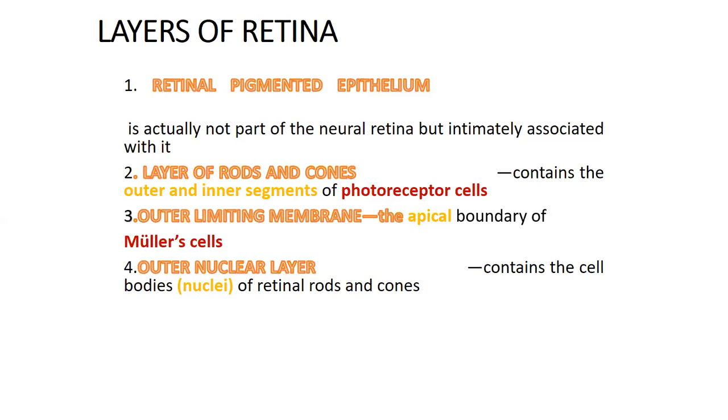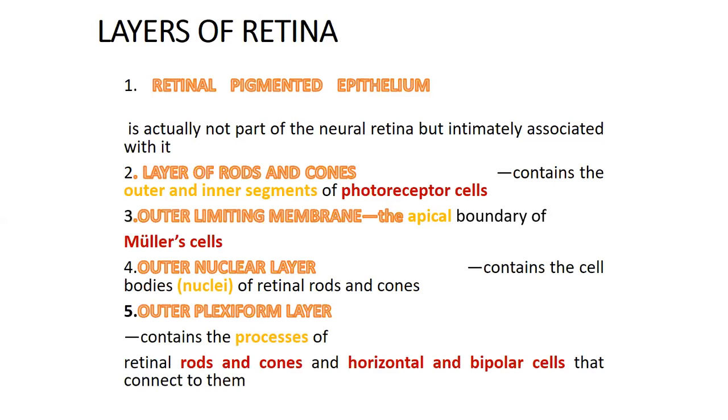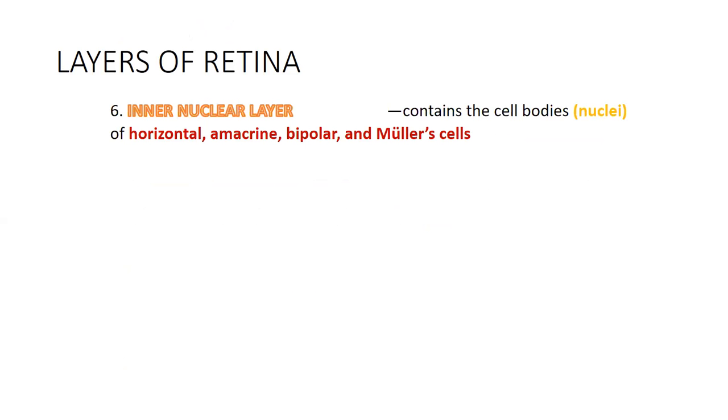Then next comes the outer nuclear layer. It contains the cell bodies of the retinal rods and cones. The outer plexiform layer contains the processes of retinal rods and cones and the horizontal and bipolar cells that connect to them. The inner nuclear layer contains the cell bodies of horizontal, amacrine, bipolar, and Muller cells. So what are these cells? Basically, these are neurons. Horizontal and amacrine cells are the association neurons, bipolar cells are the direct conductive neurons, and Muller cells are supporting cells.